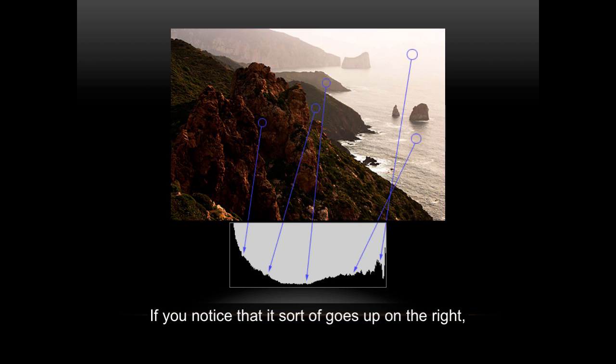If you notice, it goes up on the right and it goes up a lot more intensely on the left, and that's the shadows. So if you associate those markers, you can start identifying how that pixel number is being counted. So the histogram, we could say, has a high pixel count on both far left and far right.